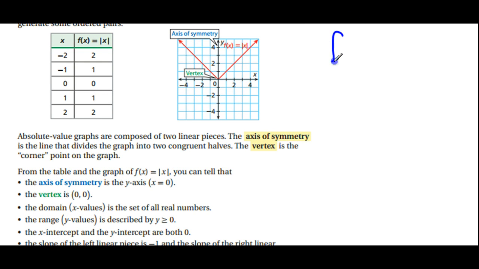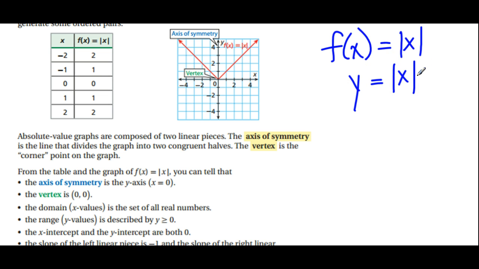Whether you write it f of x is equal to the absolute value of x, or y is equal to the absolute value of x, it's the exact same thing. So what we've done is we've chosen some values for x, substituted them in here, got the y value that went with each, and plotted the points. Now, there are some things on here that I need to show you.